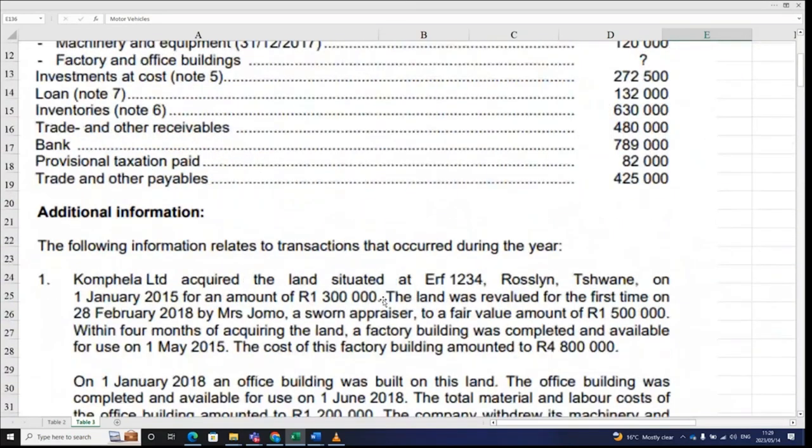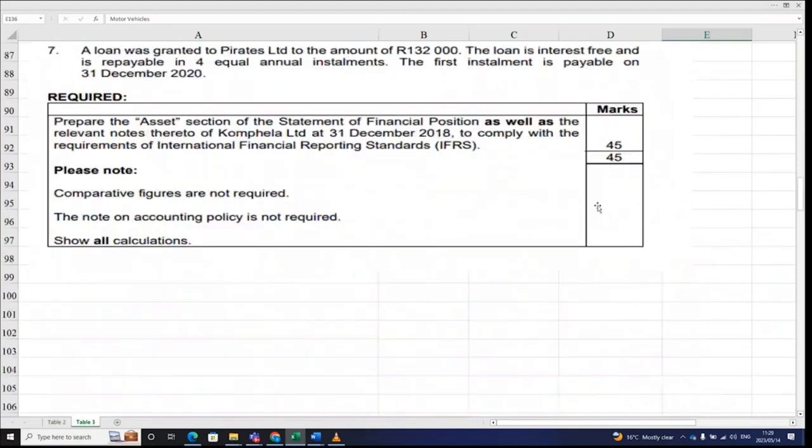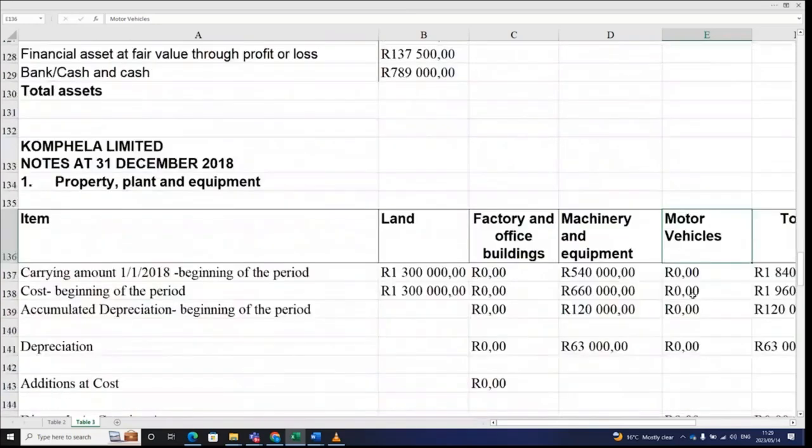So the motor vehicles, they say this is the cost, 720,000, and then motor vehicles accumulated depreciation is 336. Okay. Motor vehicles cost 720,000. Okay. Then we've got accumulated depreciation, which was 336. Let's change that sign there quickly. Right. So the carrying amount at the beginning of the period was 384,000 Rand.